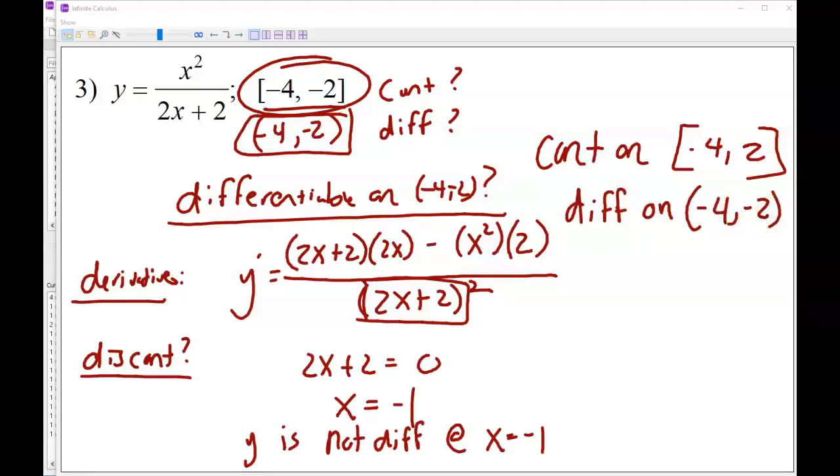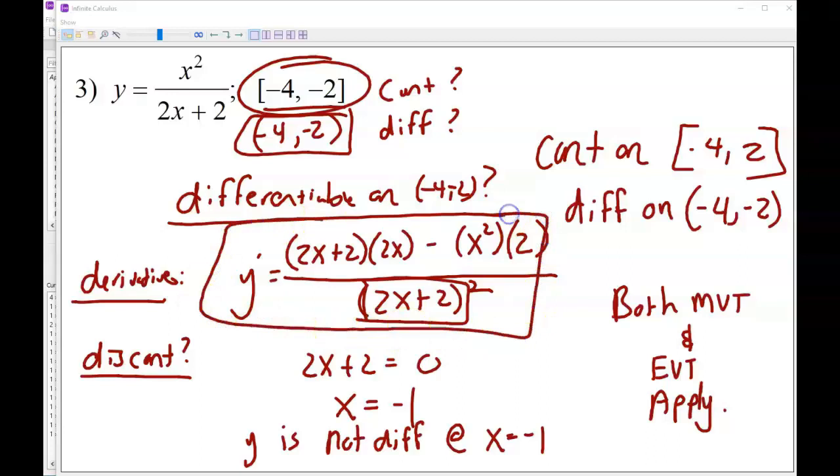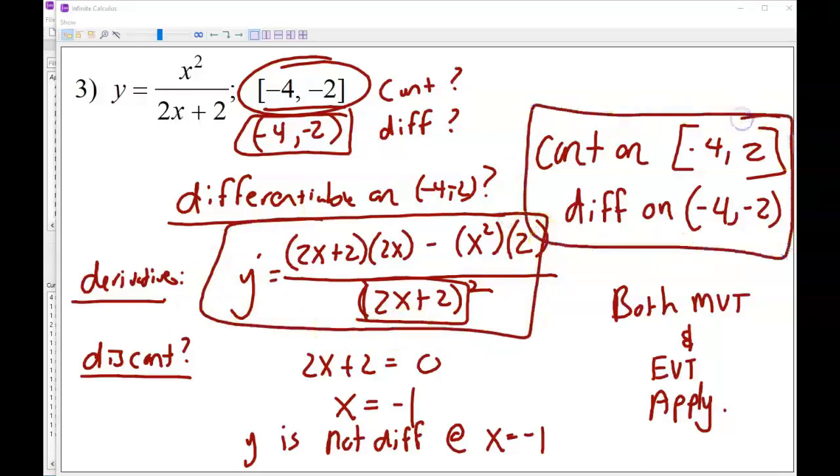So we would say, once again, both MVT and EVT apply. And once again, what do I want to see on your quiz for your work? I need to see the derivative, and I would also need to see the fact that it's continuous on that interval and differentiable on the open interval, and then your statement about the fact.